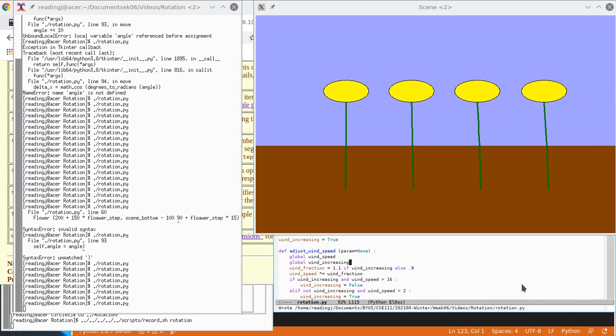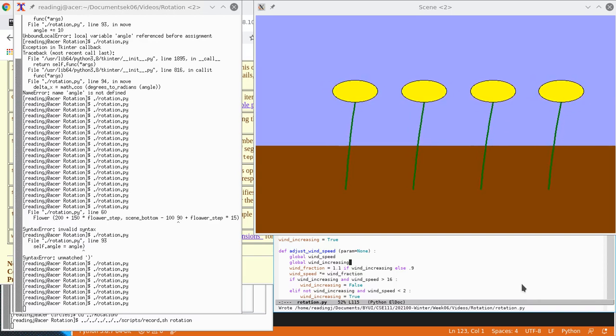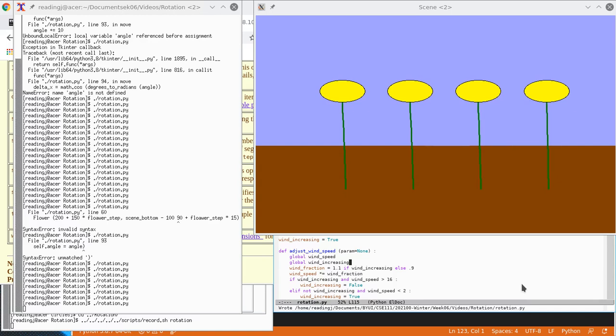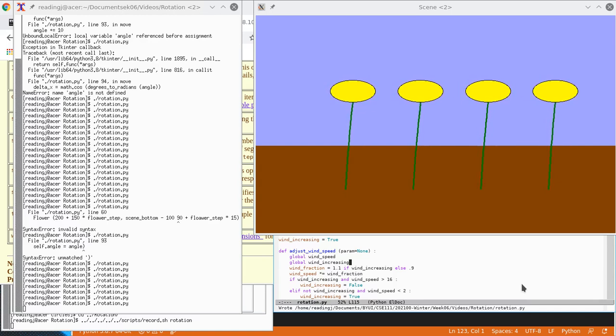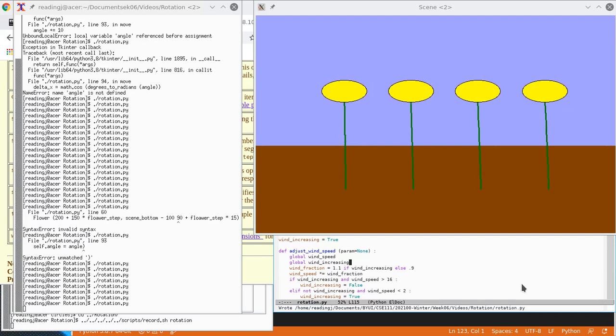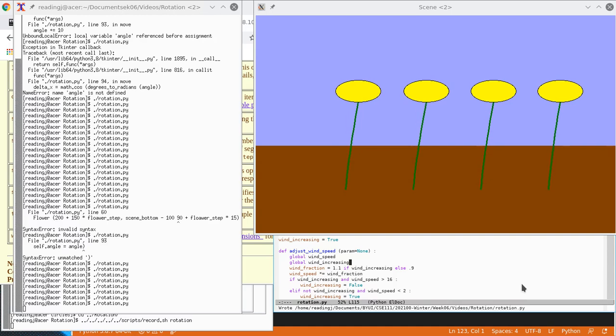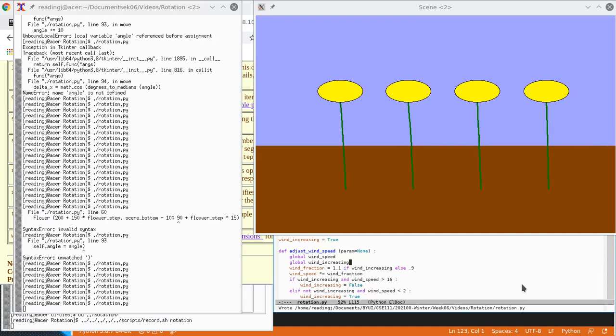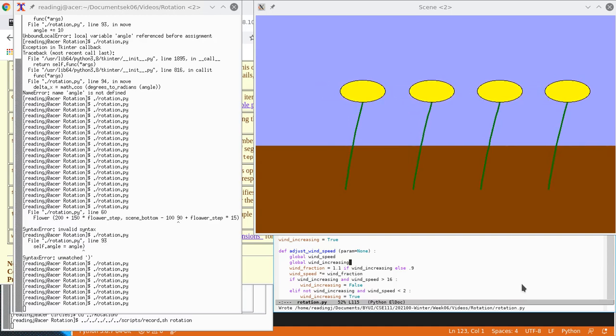Do you remember when I said I thought I was done? Like I said, you can always keep going with graphics. You can always find something else you want to do. Uh-oh. My wind is... Oh, now it's increasing. So 2 was a little too slow, I think. Okay, now it's going back up. Good.